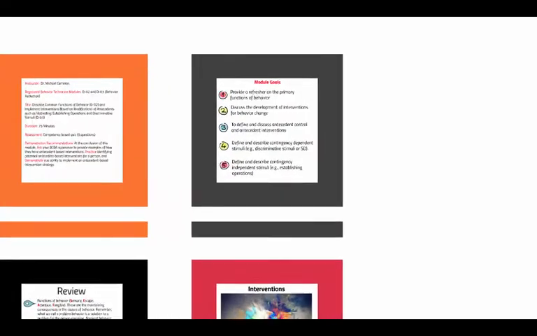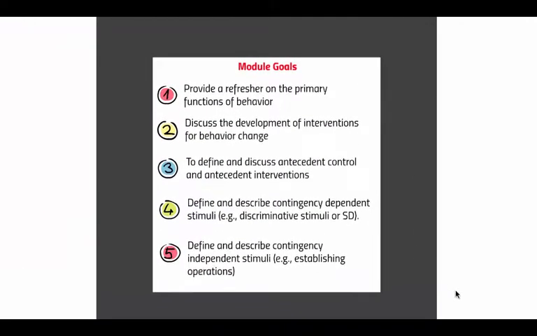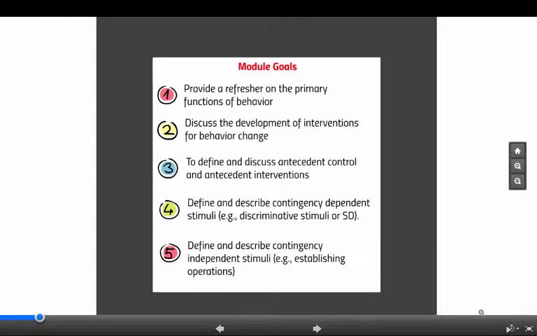So the specific goals for Module 17 and 18. First, to provide a refresher on the primary functions of behavior. And then second, to discuss the development of interventions for behavior change. We've talked a lot already about behavior intervention plans and the development of behavior intervention plans. Now we'll be talking about the specific interventions that are part of a BIP, behavior intervention plan.